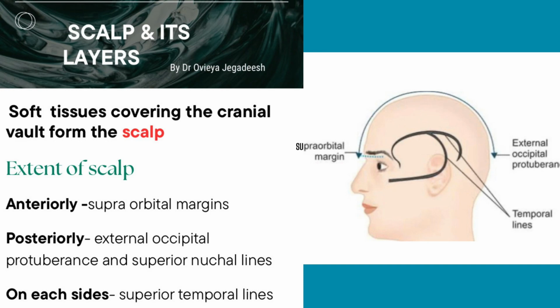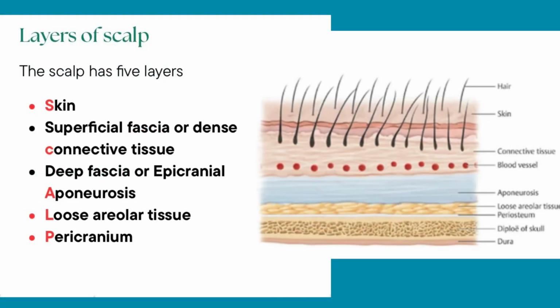It has 5 layers. First, we'll see the extent of scalp. It extends anteriorly from supraorbital margins, as you can see in the picture, posteriorly from external occipital protuberance and superior nuchal lines, and on each side, superior temporal lines. Now we'll see layers of scalp.